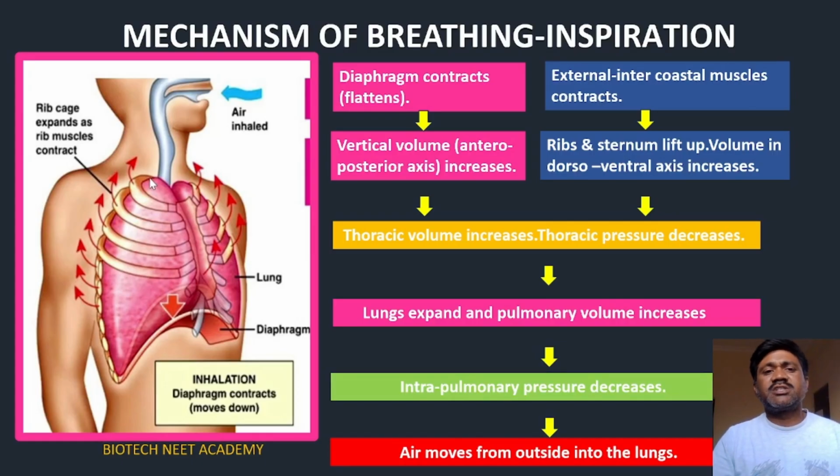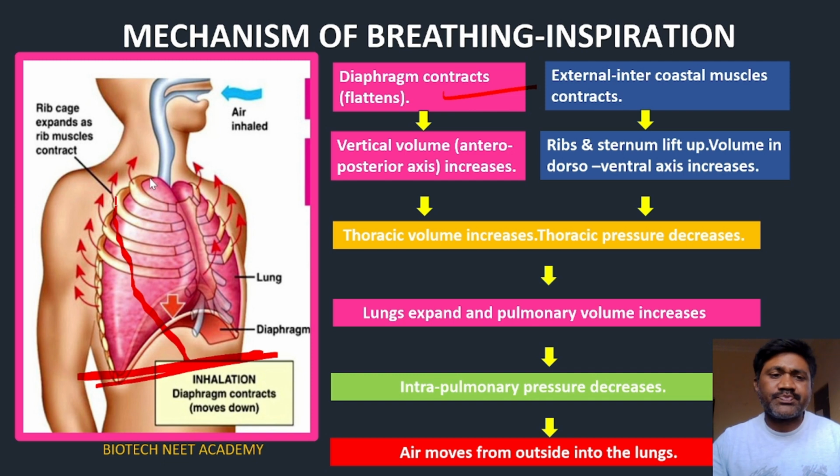Now let's try to understand how this inhalation and exhalation process takes place, right? First, in the inhalation or inspiration process, what happens? The diaphragm muscles contract. Look at this diagram, these dome-shaped muscles are the diaphragm. Whenever these diaphragm muscles contract, they become flat like this. Then obviously the vertical volume increases, from the mouth toward the anus side. This is called vertical. The vertical volume increases.